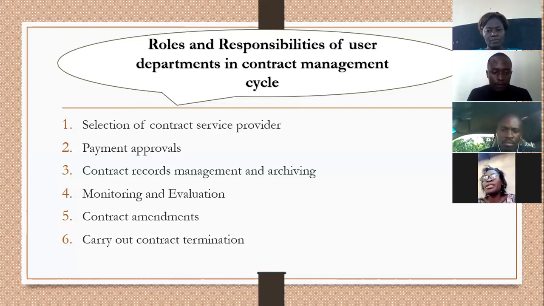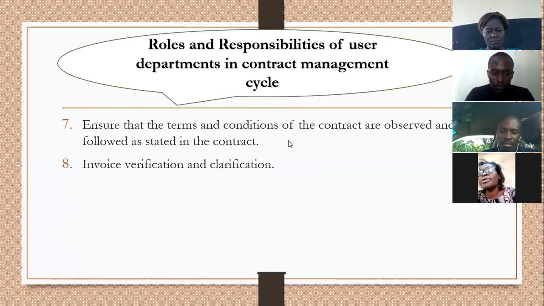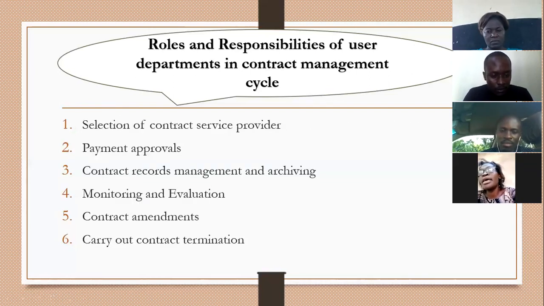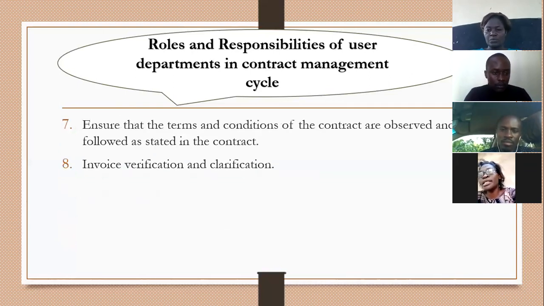Okay, thank you very much. I'm taking up from point number 5 and number 7. Point number 5 says carry out contract termination. This is the act of discharging the parties from their unperformed obligations required by the contract, their duty to perform these obligations in case they exist.